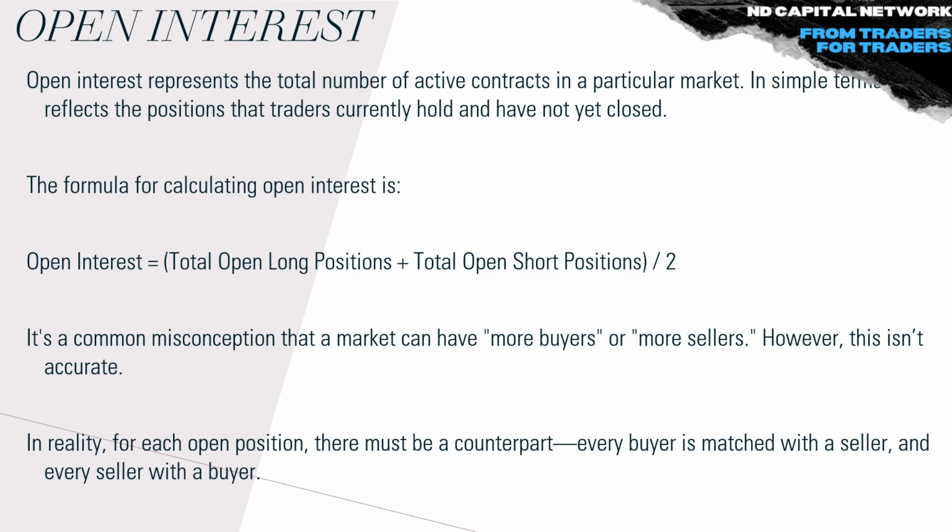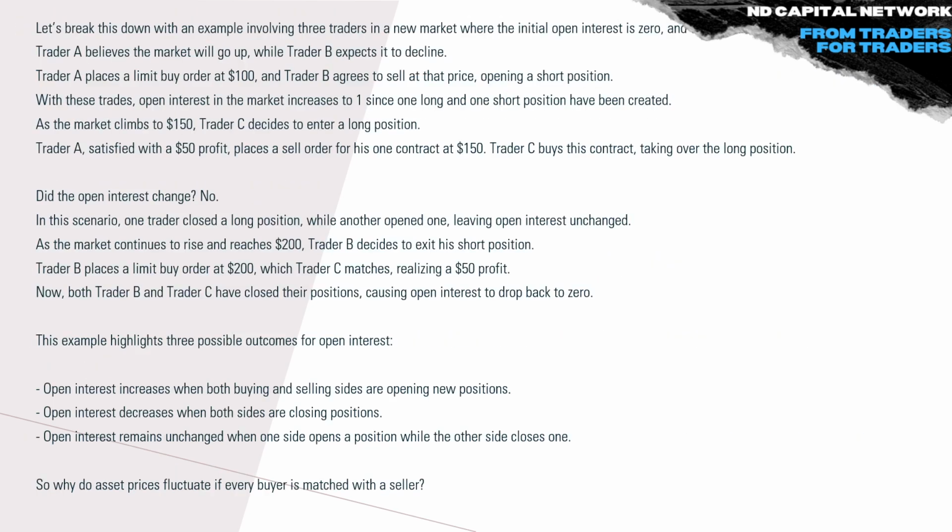The formula is very simple. Open interest equals total opened long positions plus total open short positions, divided by 2. It's a common misconception that the market can have more buyers or more sellers. This is not accurate, because for every new position being opened, there should be an equal side being taken. So for every seller, there is a buyer.